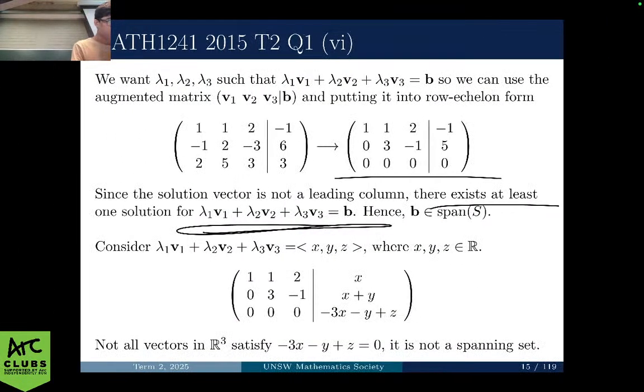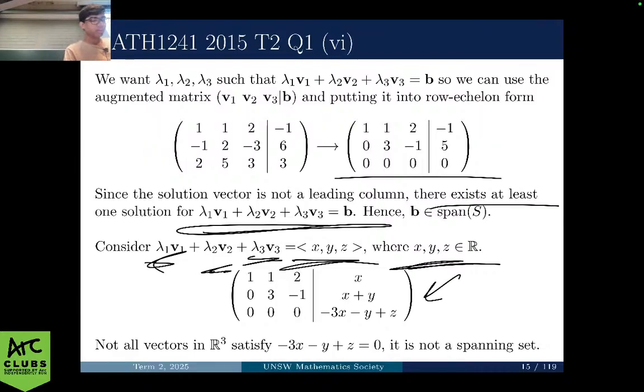Then I can apply the exact same thing. So here we have lambda 1 v1 plus lambda 2 v2 plus lambda 3 v3 equals just some vector x, y, z. This is the set of all possible numbers in R3, where again x, y, z are all real numbers. Well, they've kind of skipped a step, but it's just showing that I can apply Gaussian elimination and get this expression here. And then from this, I can figure out the solutions.